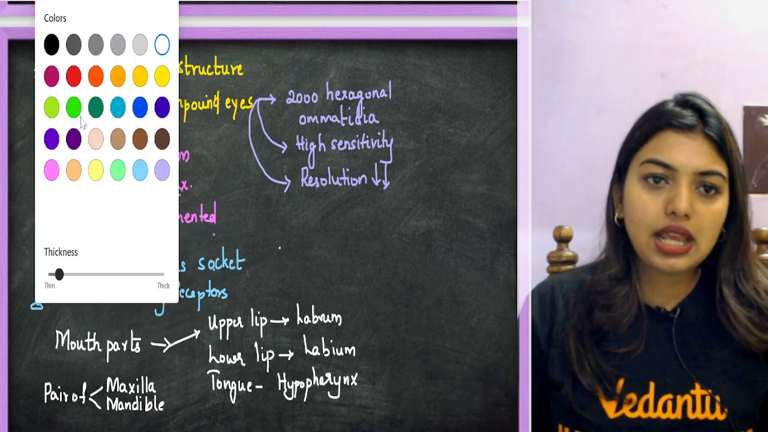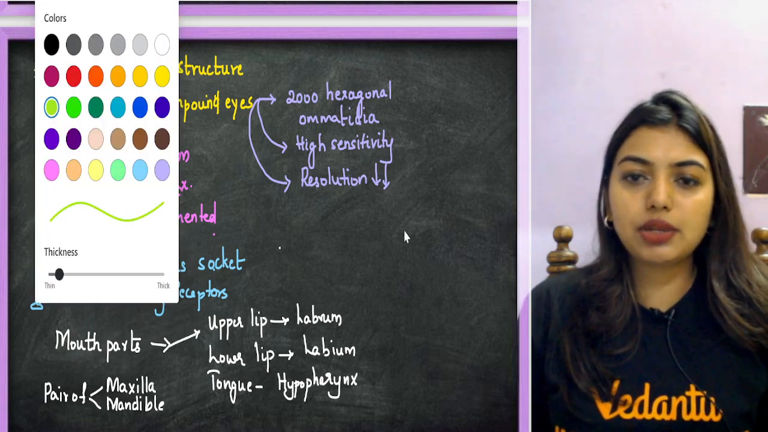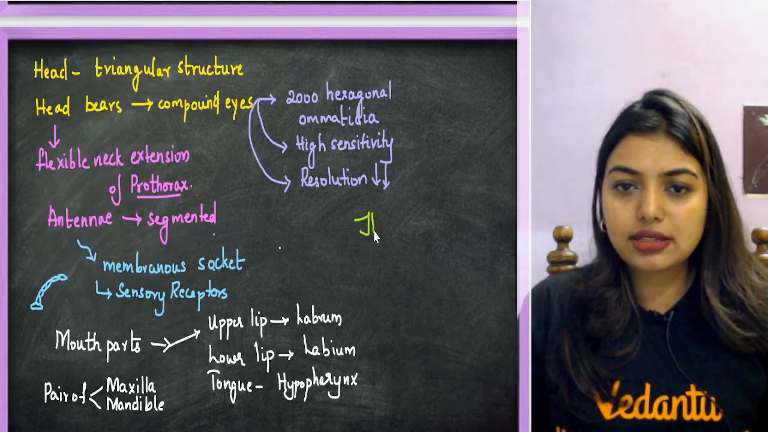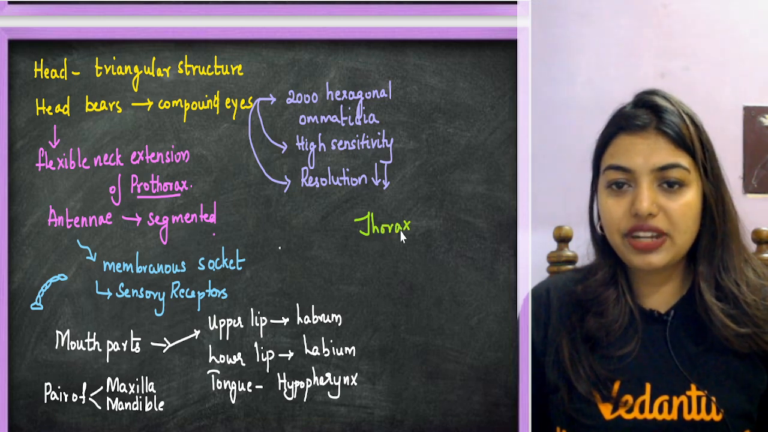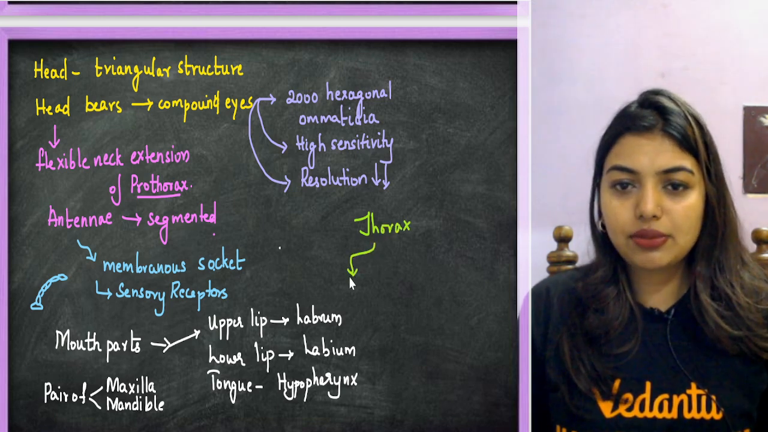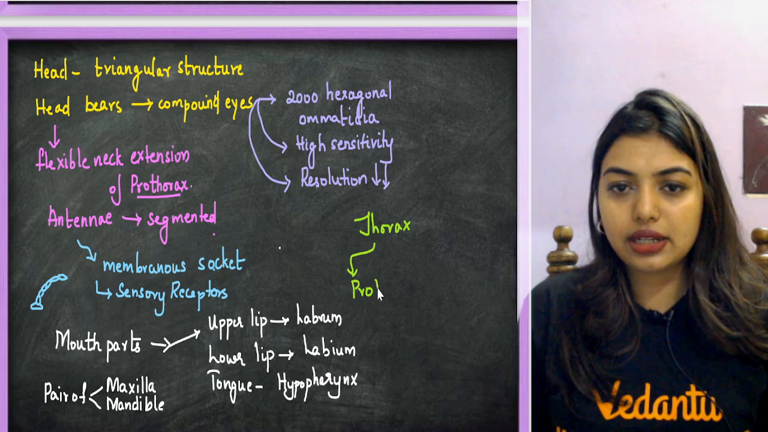and mandible is there. Next most important thing that we studied was about the thorax. So students, thorax, I'm trying to fit everything into one page, so it'll be easy for you to study and you won't feel hectic.